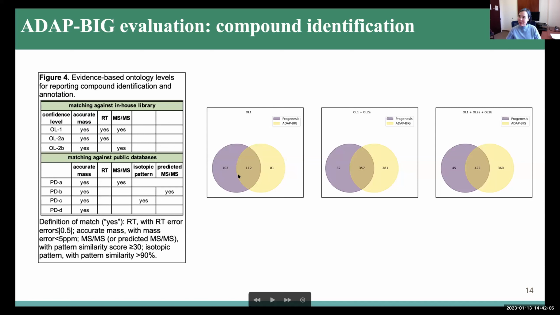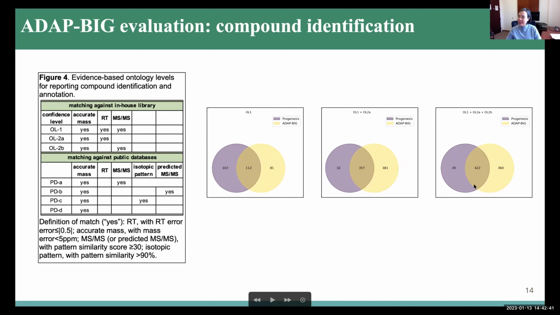So this is the comparison between ADP and Progenesis at the highest level. You can see there are some differences still. And if we add OL2A level to this picture, we can see the overlap drastically increases. If we also include OL2B, so basically we consider all the OL levels, the overlap is quite substantial. And this also shows ADP was able to detect some more compounds at the OL level.